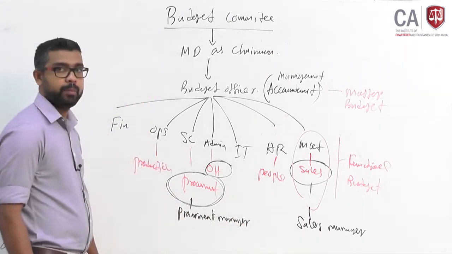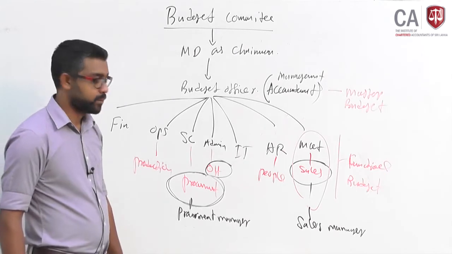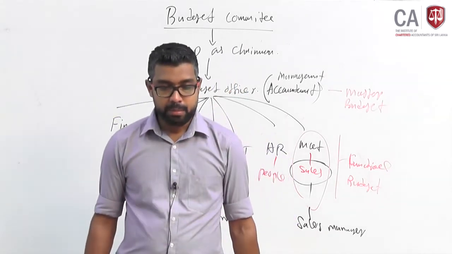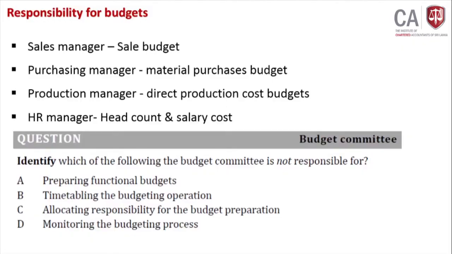Procurement manager, sourcing manager or purchasing manager, whoever. The HR manager is responsible for his headcount and salary budget. That's the question. Read it. Identify which of the following the budget committee is not responsible for.